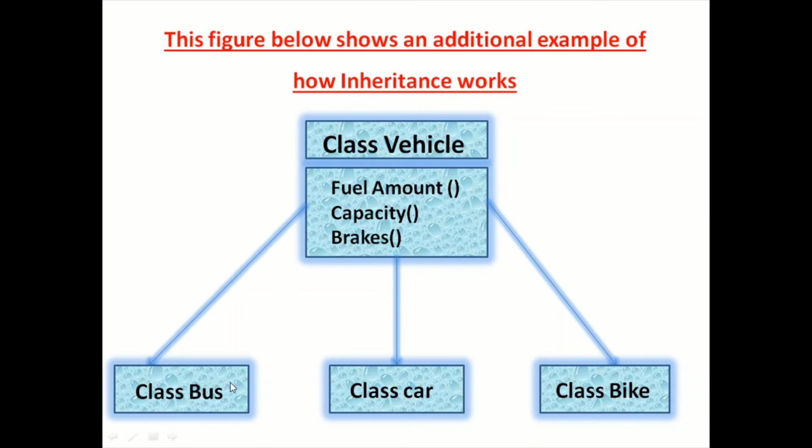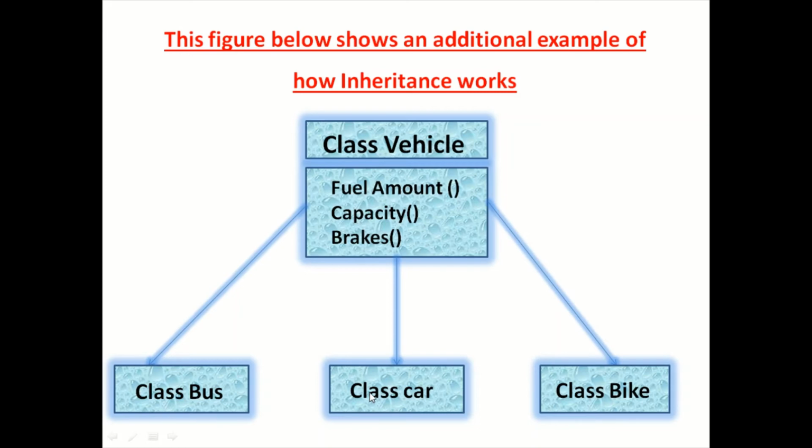We can directly inherit these three functions to any subclass. Why? Because every vehicle runs with the help of fuel, petrol or diesel, every vehicle is checked for how much capacity it can carry, and every vehicle must have brakes. These three functions are related to all three subclasses, isn't it? Like that, we need not write the functions again for each subclass. We can directly inherit these three.